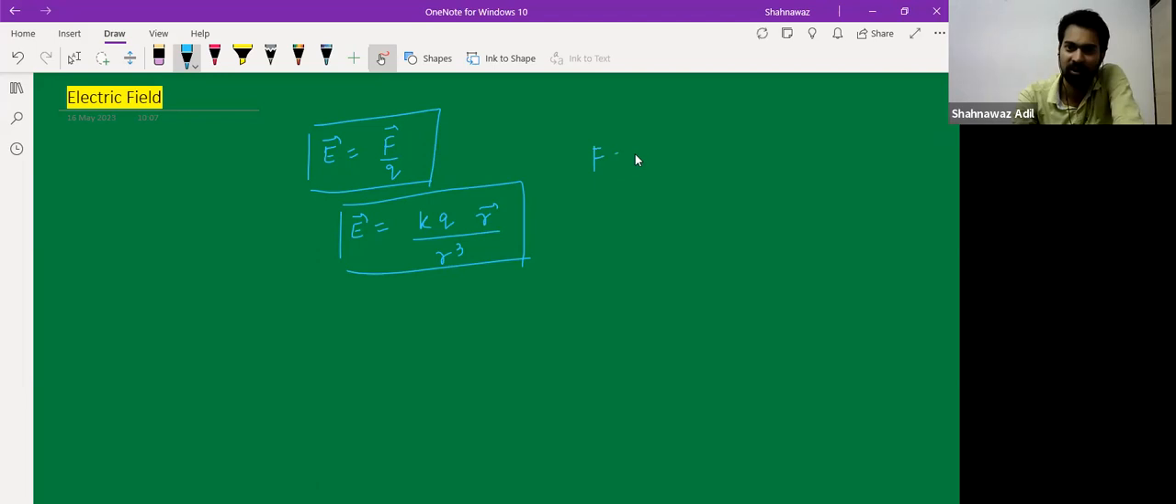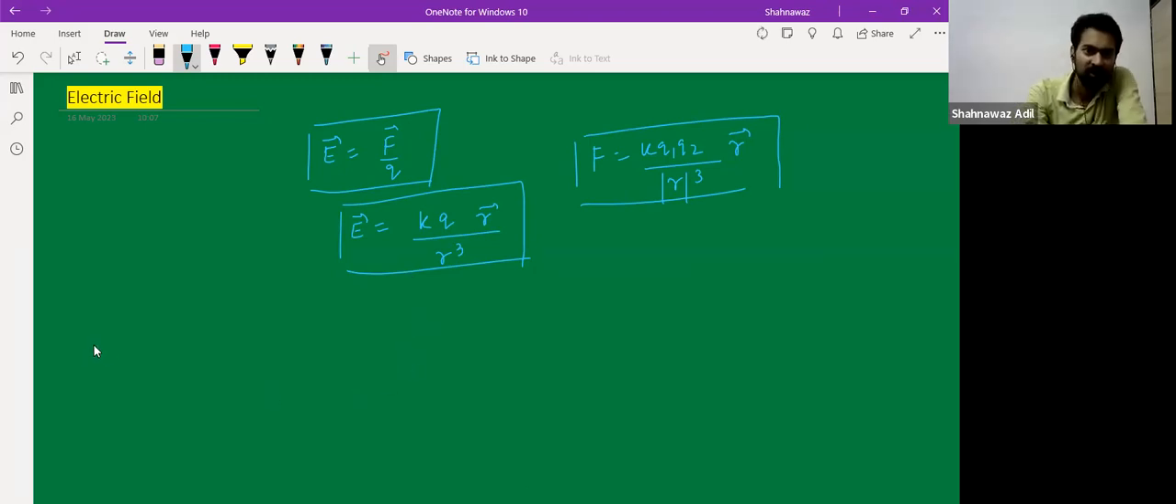So this is just like the force, right? So Coulombic force is how much? K Q1 Q2 by R cube, right? And then you have R vector. So if we divide by Q1, let's say both the charges are same, so if we divide by Q, this would be the electric field.